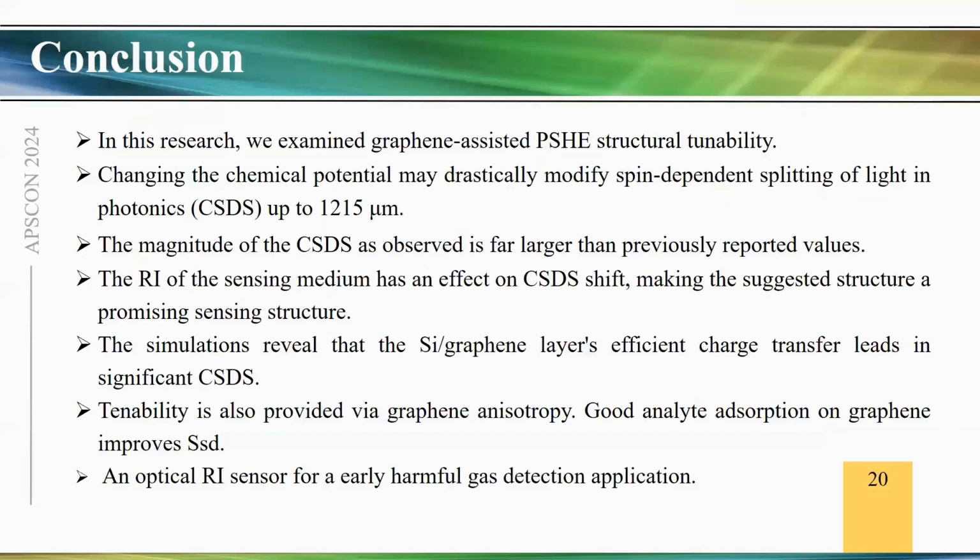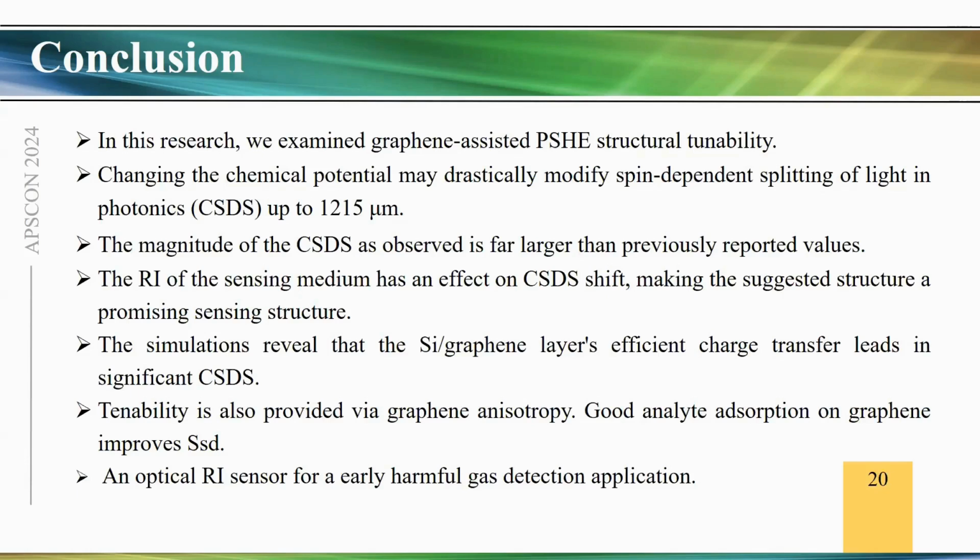And in the conclusion portion, in this research, we examined the graphene's photonic spin Hall effect structural tunability. A change in the chemical potential may drastically modify the spin dependent splitting of the light in photonics. That goes to 1.15 micrometers. The magnitude of the conventional spin dependent splitting obtained is far larger than the previously reported value.